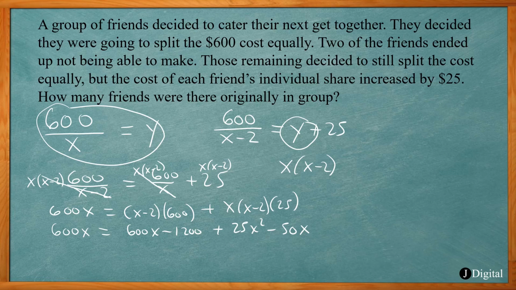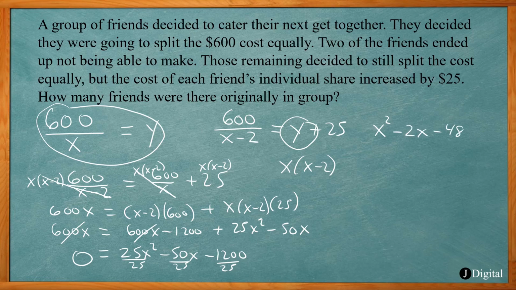Alright, so I see I have a squared term here. X squared, it's going to be a quadratic, so I need to get everything to the same side. You can see the 600x is going to cancel out. And I end up with 25x squared minus 50x minus 1200. I can divide everything by 25. It's going to end up giving me x squared minus 2x minus 48 equal to 0. And then I can factor.